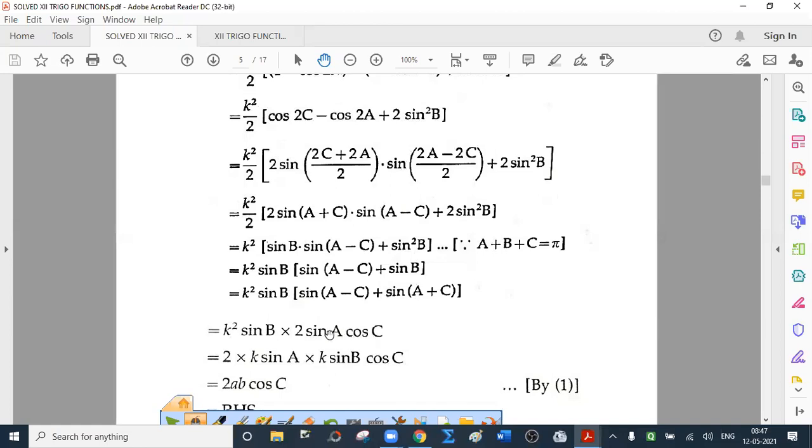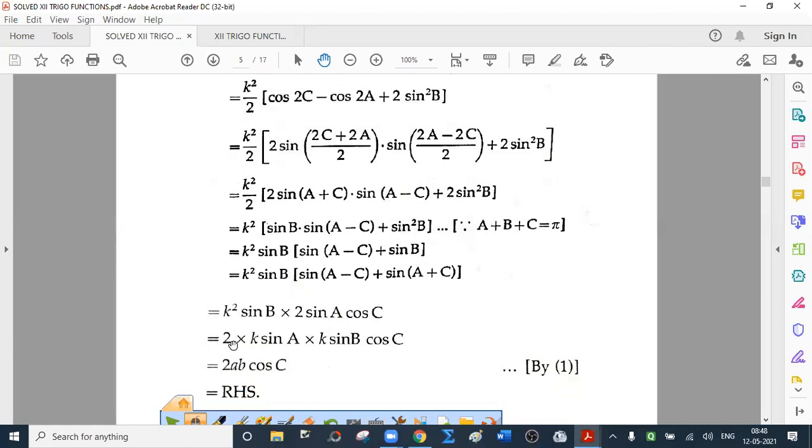2 sine A cos C. Just check this: 2 sine A cos C is sine of (A plus C) plus sine of (A minus C). Yes. So I get k squared sine B times 2 sine A cos C.